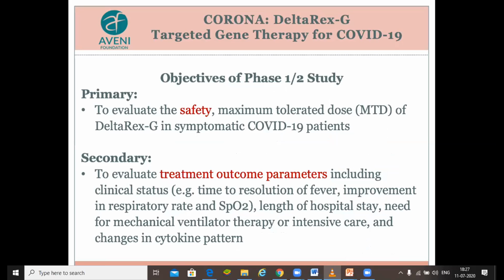to evaluate whether in an otherwise normal, healthy population infected with COVID-19, whether Delta Rex G would have the same safety features. Secondary objectives include to evaluate treatment outcome parameters, including clinical status, for example, time to resolution of fever, improvement in respiratory rate and oxygen saturation, length of hospital stay, need for mechanical ventilator therapy or intensive care, and changes in cytokine pattern.